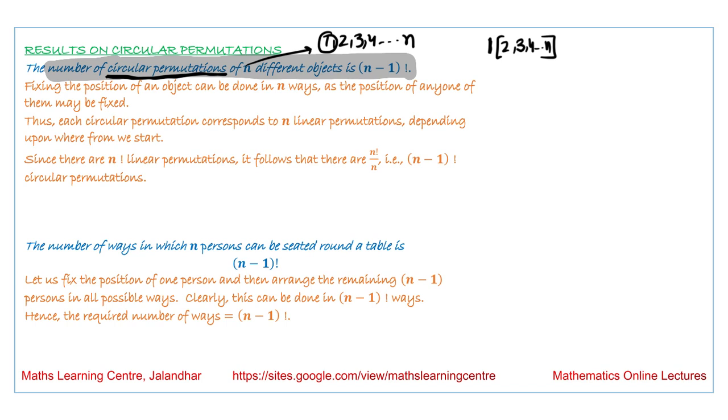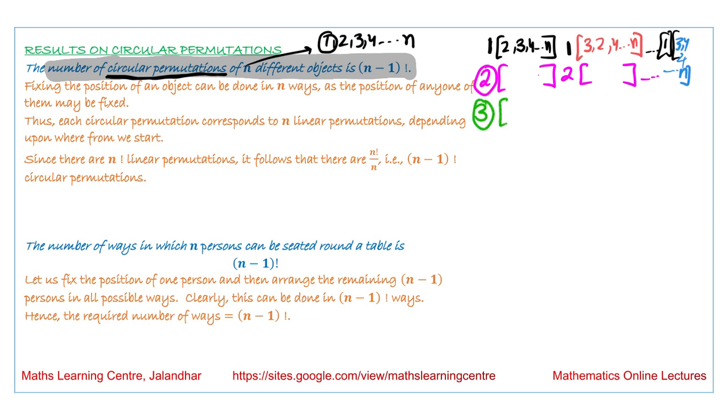In the second row, this 1 is fixed, the first element 1 is fixed, and the rest of the elements may be 3, 2, 4, so on up to n. Likewise, we may have 1 fixed at the first place with the rest as 3, 4, 2, so on up to n. Now, in the next case, we fix the first element as 2, and we obtain the permutations over here. Likewise, it will continue. Third, we fix the first element as 3, and for the remaining elements we will have the permutations over here.